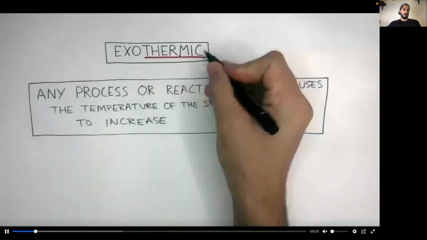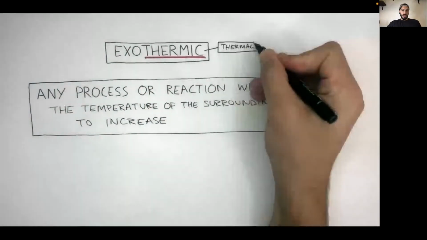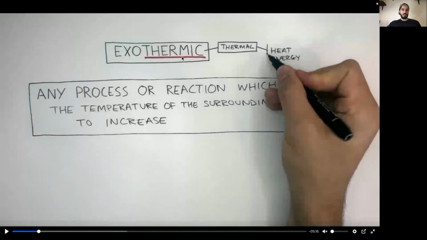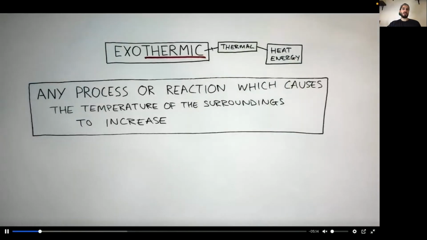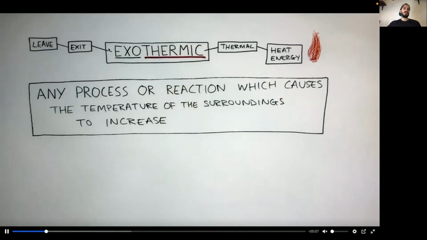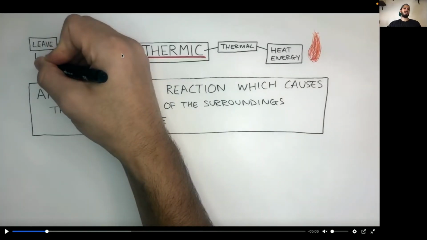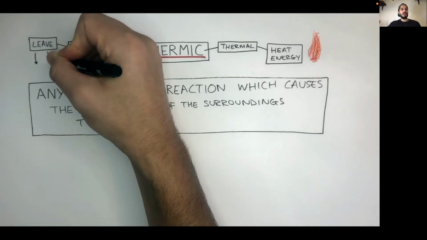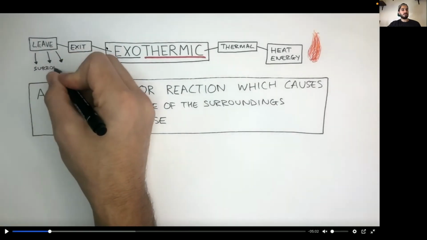Now, thermic means heat, and it comes from the word thermal. So thermic means heat energy, which comes from the word thermal. And we can think of exo as exit, leave. So exothermic is when essentially you have an excess amount of heat energy being transferred into the surroundings. However, that's not the full story about exothermic and endothermic reactions, which I'm going to explain in a little bit when it comes to bond breaking and bond making.